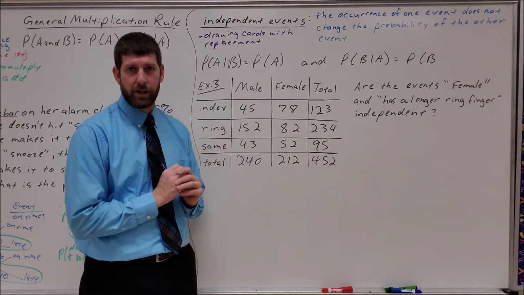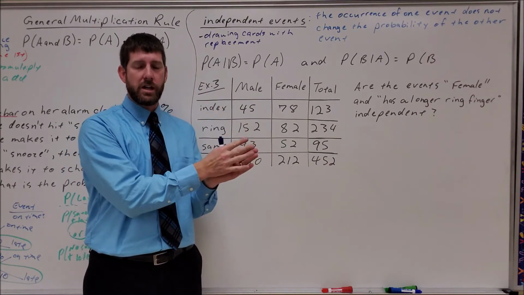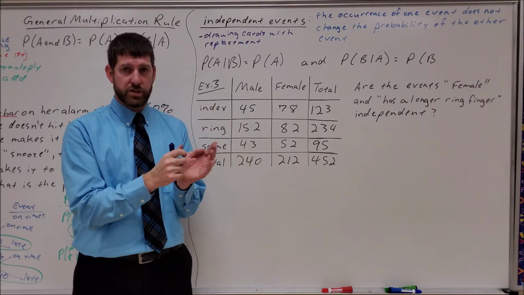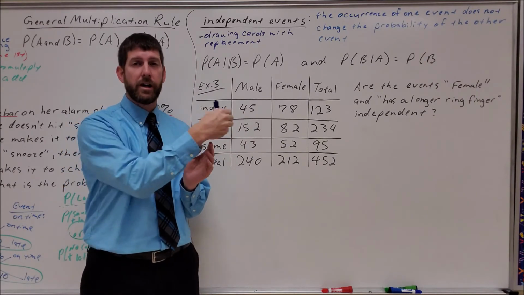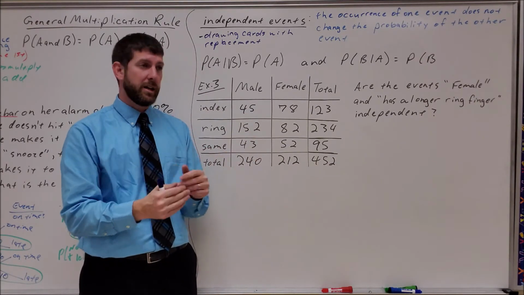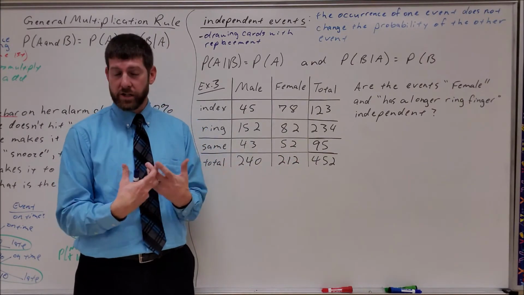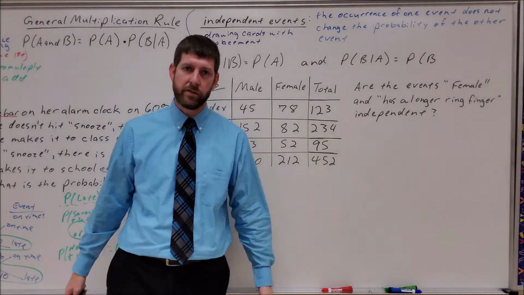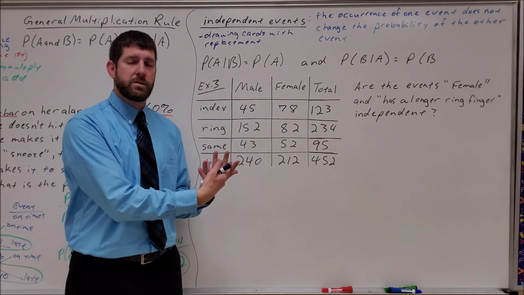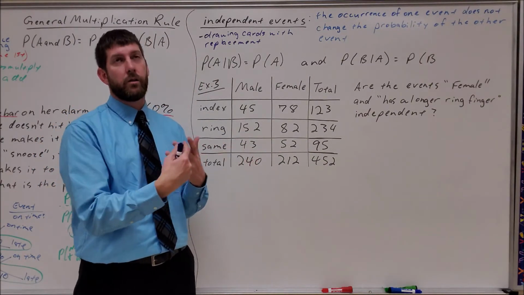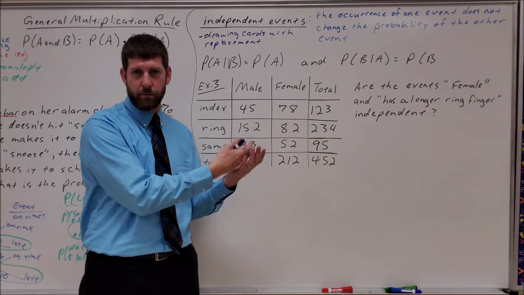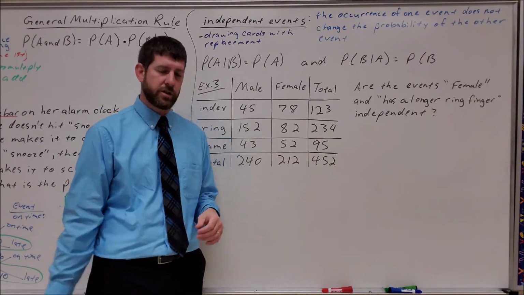We've actually done this before when we were looking for association between two categorical variables. It's the exact same idea, because if there's association, that means that one variable is dependent on the other. If they're independent, meaning ring finger has nothing to do with being female, then there is no association. They're independent of each other. So the ways we check for association are pretty much the same ways we're going to check for independence. Those are kind of interchangeable ideas there.